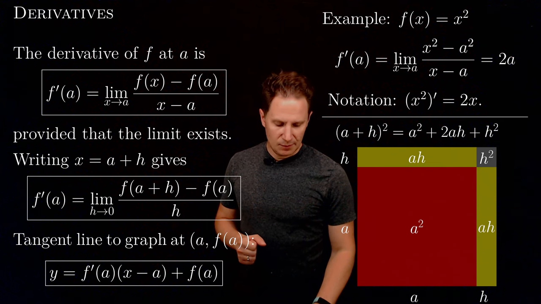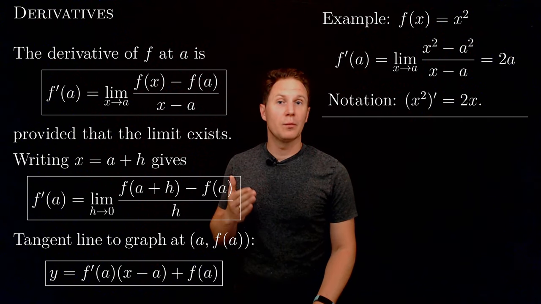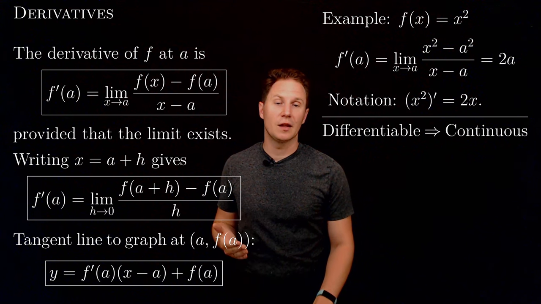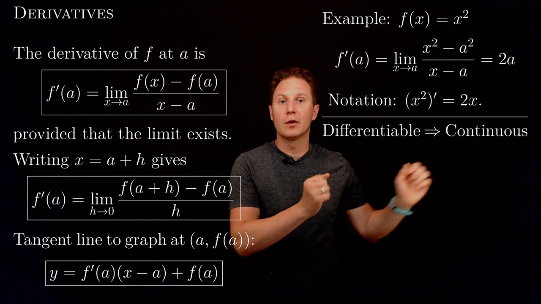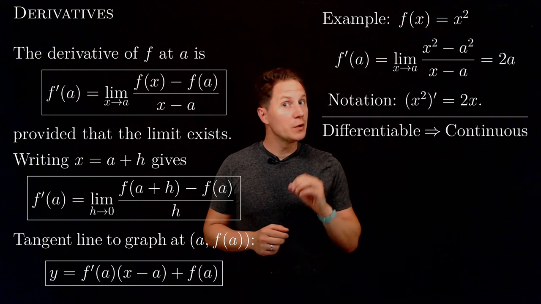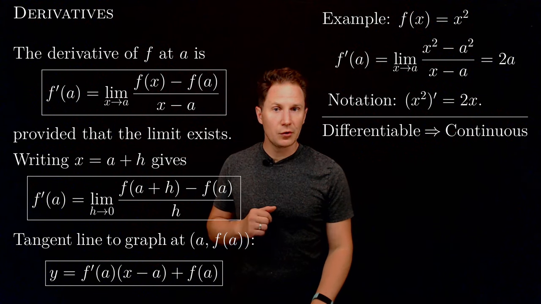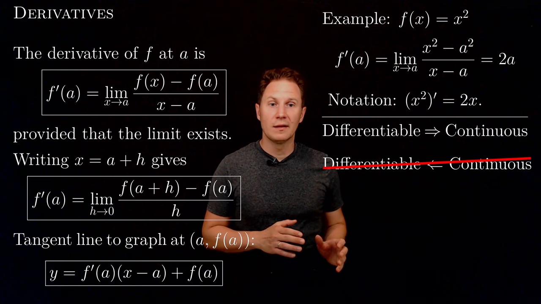Now, let me mention one more fact, namely that if the derivative exists at a point, then that function must necessarily be continuous at that point. So, in other words, differentiability implies continuity. The converse of this statement, however, is generally false. It is not true that continuity implies differentiability.